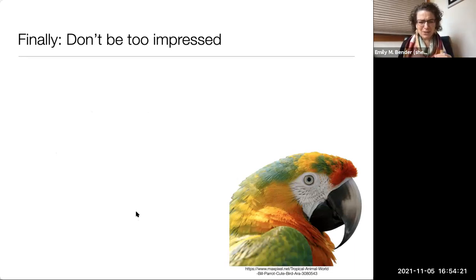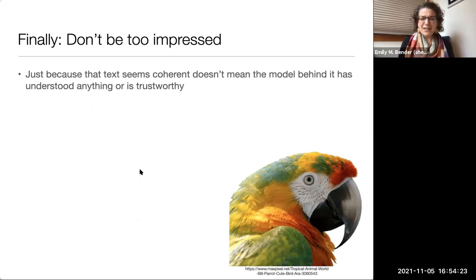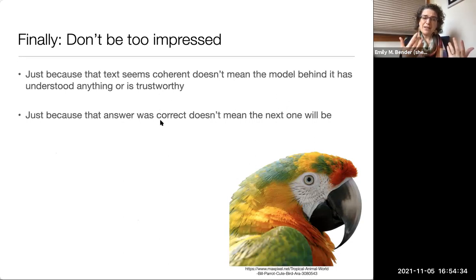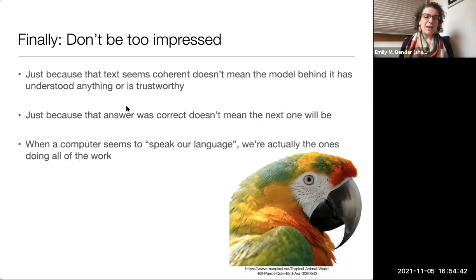And then finally, a sort of individual level word of advice to you, and hopefully you'll pass this on to other people, is don't be too impressed, right? Just because that text seems coherent, if it came from a computer, it doesn't mean the model behind it has actually understood anything or is trustworthy in any way. Just because that answer was correct doesn't mean the next one will be. It could well have happened to get one right, and the next thing it says might be ridiculously wrong. And then finally, when a computer seems to speak our language, we're actually the ones doing all the work.